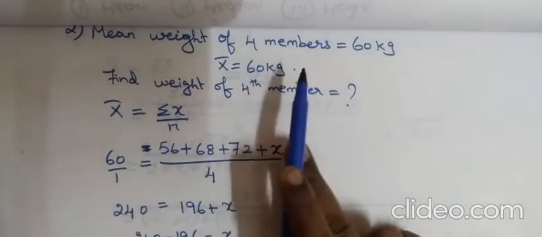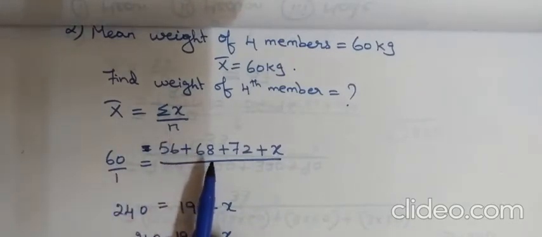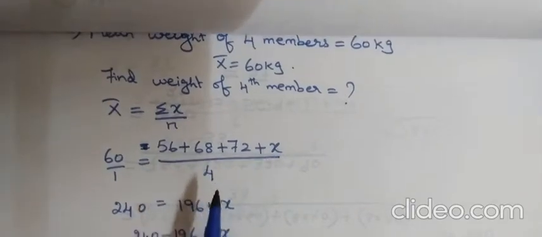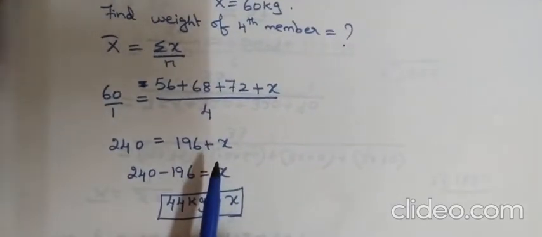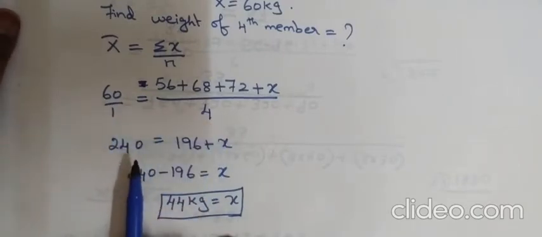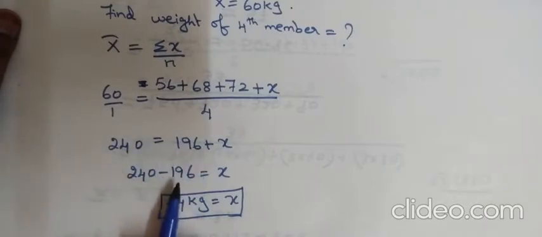X bar they have given us 60 kg. Summation x means they have given 3 values, and the 4th value I have written x. So adding all the 3, 196 plus x. Here 60. If I cross multiply, 60 into 4 is 240. This 196 if it goes that side, 240 minus 196 equal to x. So after subtracting, 44 kg. Therefore you have to write the weight of the 4th member is 44 kg.